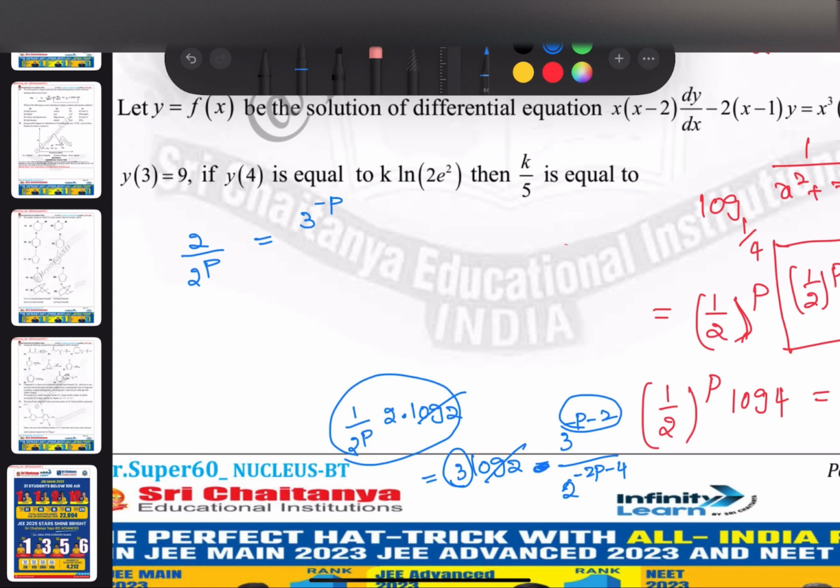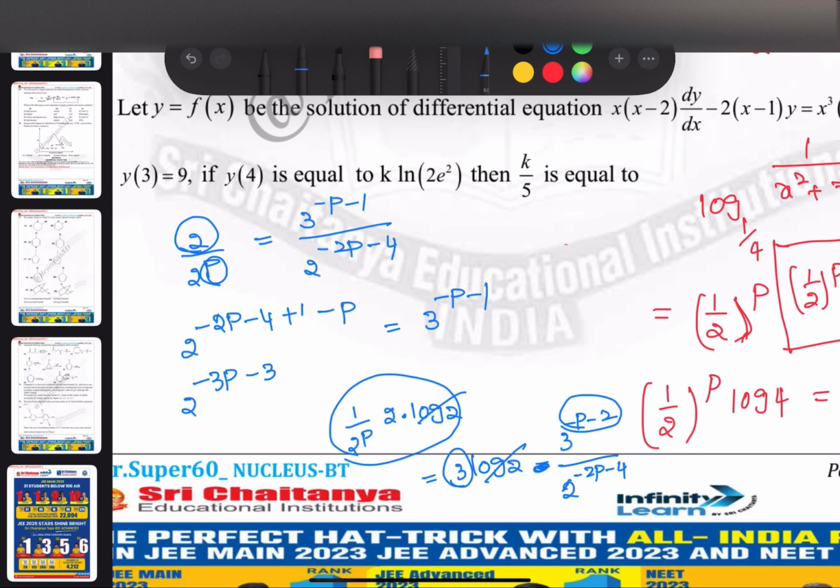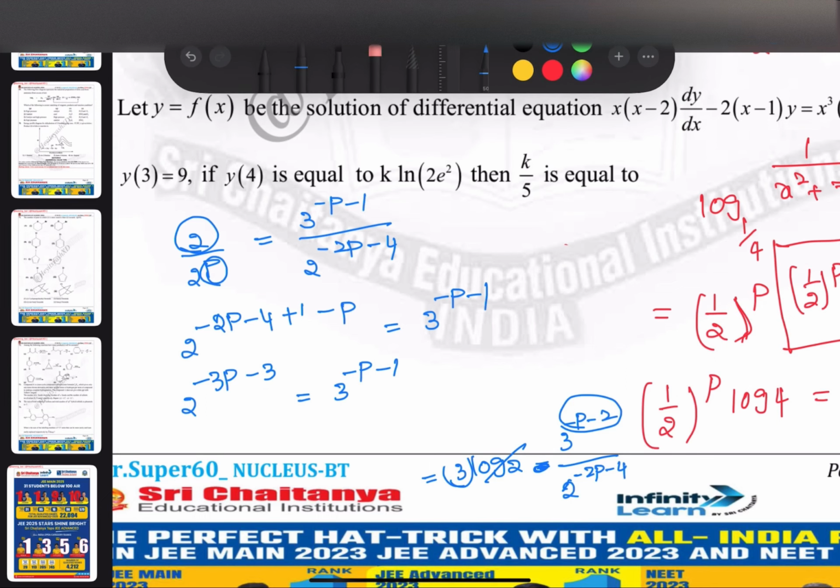So this is minus p minus 1 by 2 power minus 2p minus 4. So cross multiply: 2 power minus 2p minus 4. Here there is 1 2, so that will be plus 1. Here there is a p, so that is minus p. That is equal to 3 power minus p minus 1. So 2 power minus 3p minus 3 is equal to 3 power minus p minus 1.